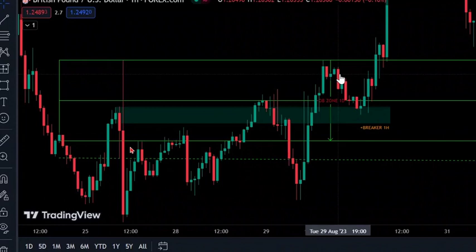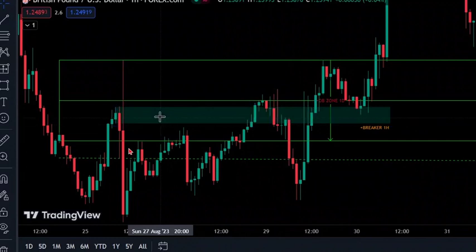I'm about to show you something. Click on 50% of that breaker zone. No, just put your cursor in between 50% of it. Now look at what price did when it came down. You see, when price broke above it and came back down, it hit what? Exactly 50% of the breaker.